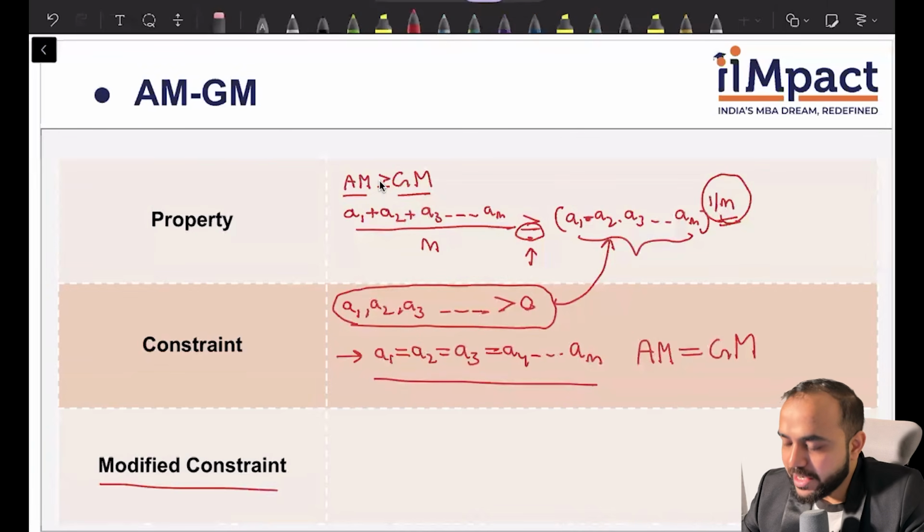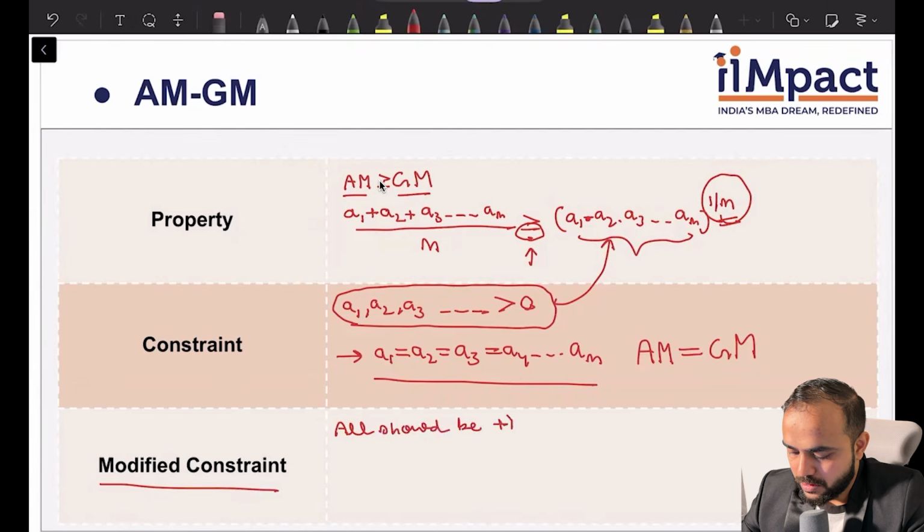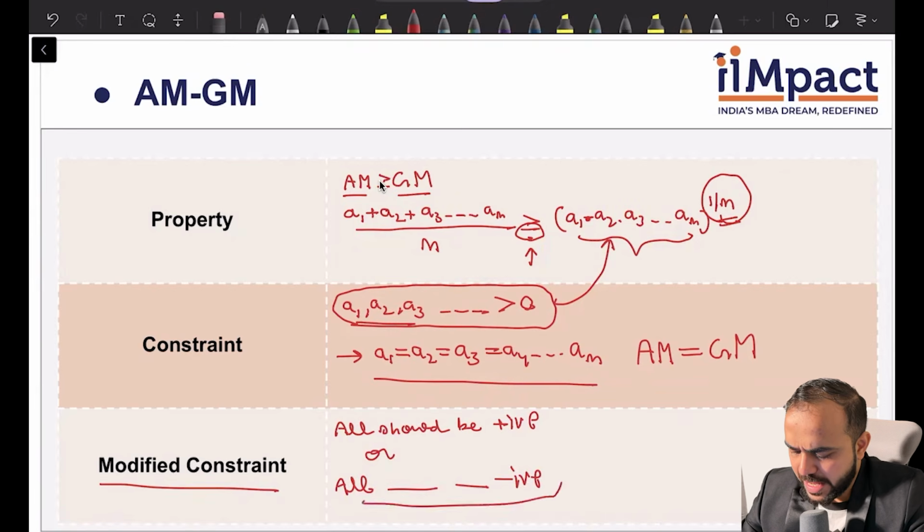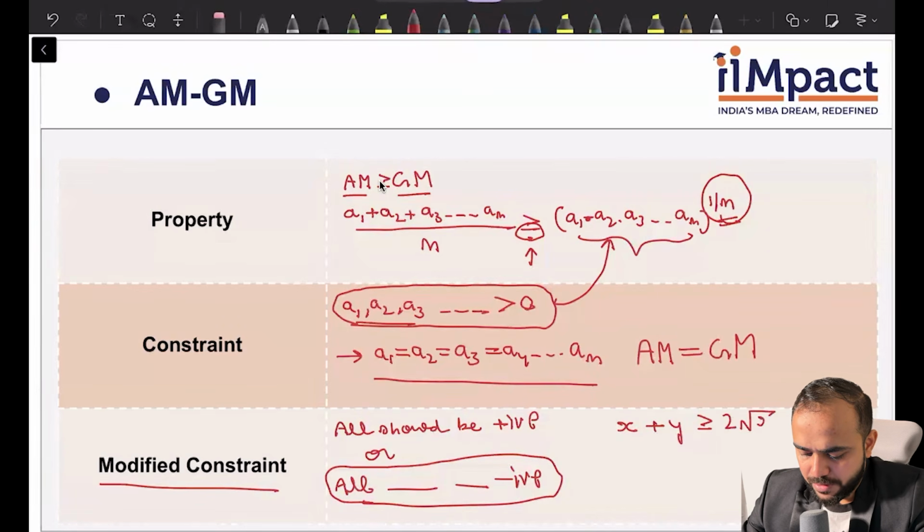So the modified constraint is all should be positive, or all should be negative. You should not have a mixture. You should not have that A1, A2, A3 are positive and the rest are negative, or vice versa. So the reason for the second one, the first one is clear, we use that liberally. The reason for the second one is, let's say I am saying that x plus y is greater than or equal to 2 root xy.